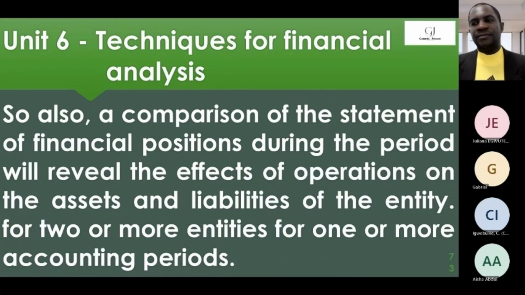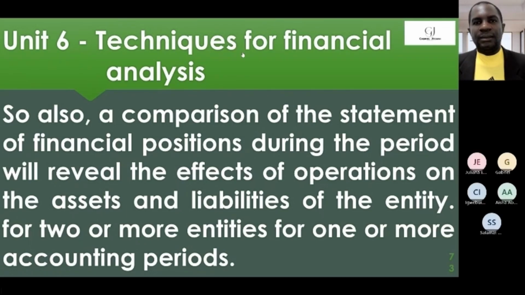Also, the comparison of statement of financial position during the period reveals the effects of operations on the assets and the liabilities of the entity. So you are comparing the entity's statement of financial position over one or more periods. You're looking at the increase in its assets, whether there's acquisition or disposals, whether there's increase in debt, the borrowed money, or there's injection of capital, equity. So you're looking at the movements and what has changed over a 3-year period or 2-year period.